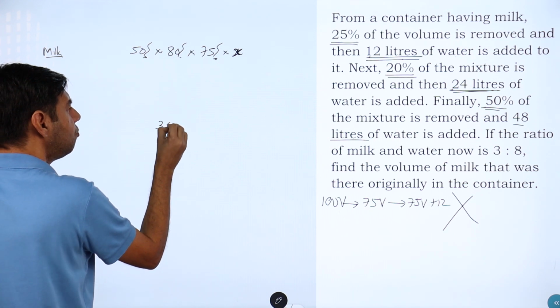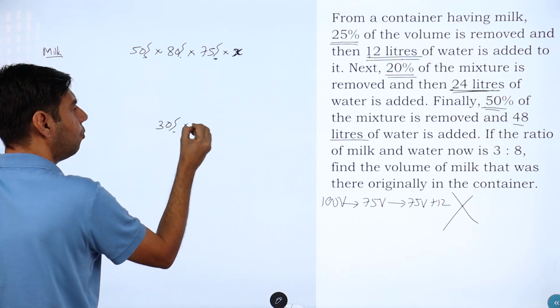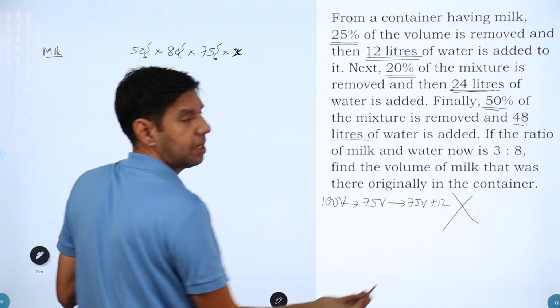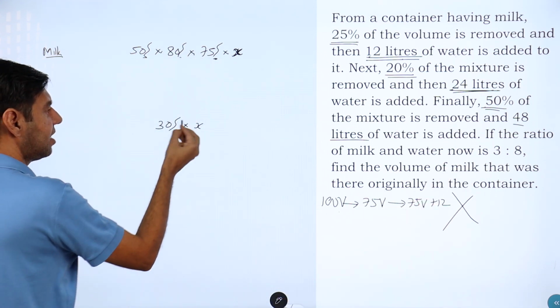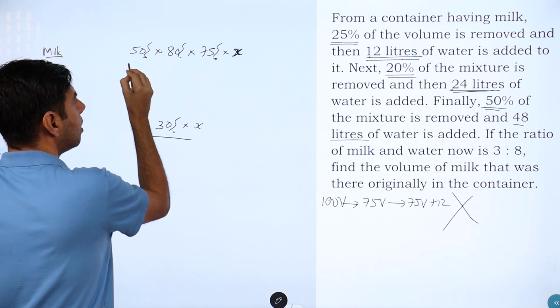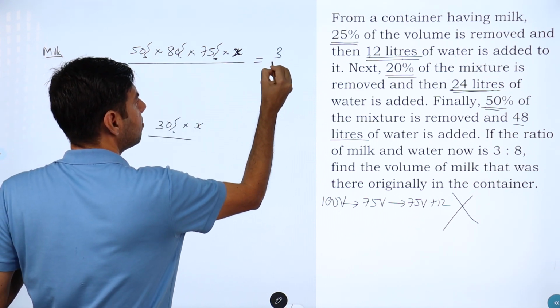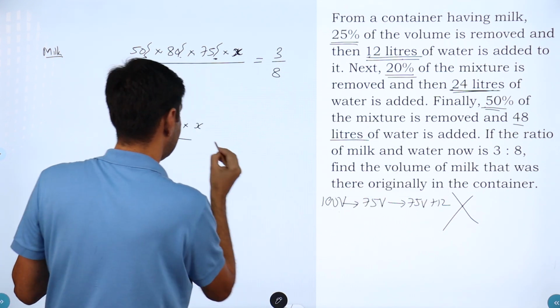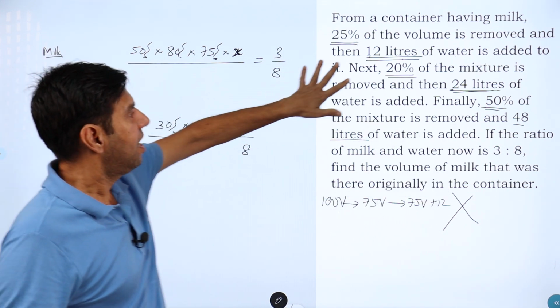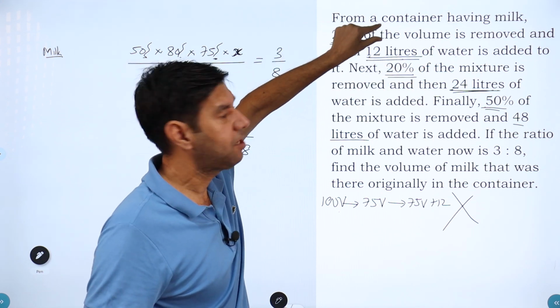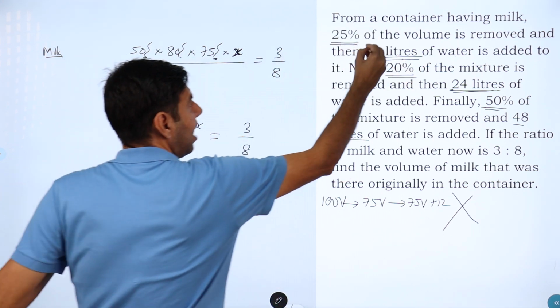The next step is you could have done all of it in one go if you had just thought about it, right? So that is what we are saying, the linkage of this with successive percentage. So that's milk. So let's work on water, and this I know that I'm going to equate to 3 by 8. That is given to me. This is equal to 3 by 8. So let's work on water. This time water, this 25% being removed does not act. So you'll start from here.